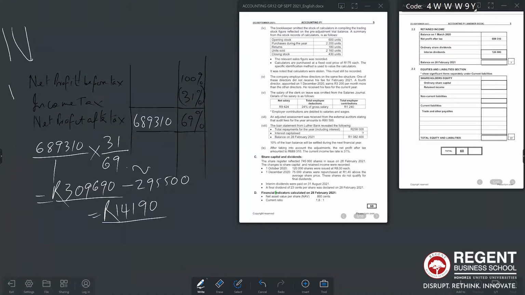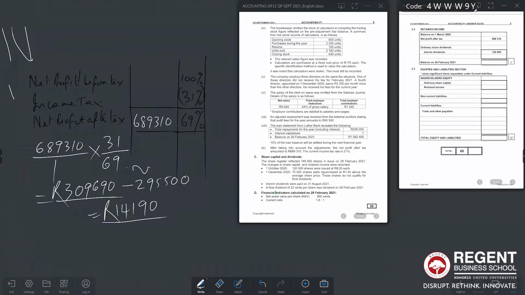Where do you enter the 105,000? I told you, go to your note number 2.2, you've got retained income. You've got balance on the 1st of March, we don't have a figure. No problem. Next line, you've got net profit after tax. They filled in the figure for you. The line after that, you're going to write down the 75,000 shares that were repurchased at 140. That's the above average, and the 105,000 will go below the 689,310. That's where you're going to write it, and that figure must be in brackets. I'll answer how to get the average share price. We'll work that out in a minute.